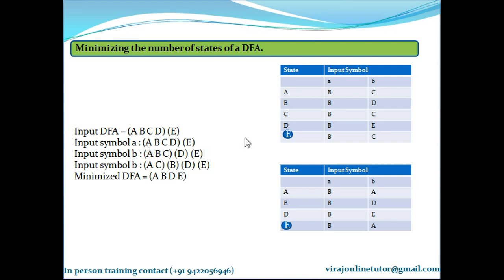Now A on input symbol b goes to C, same group. B on input symbol b goes to D, again the same group. C on input symbol b goes to C, again the same group. D on input symbol b goes to E, which is in a different group. So D gets separated here. If a state on the input symbol goes to a different group, it has to be separated.